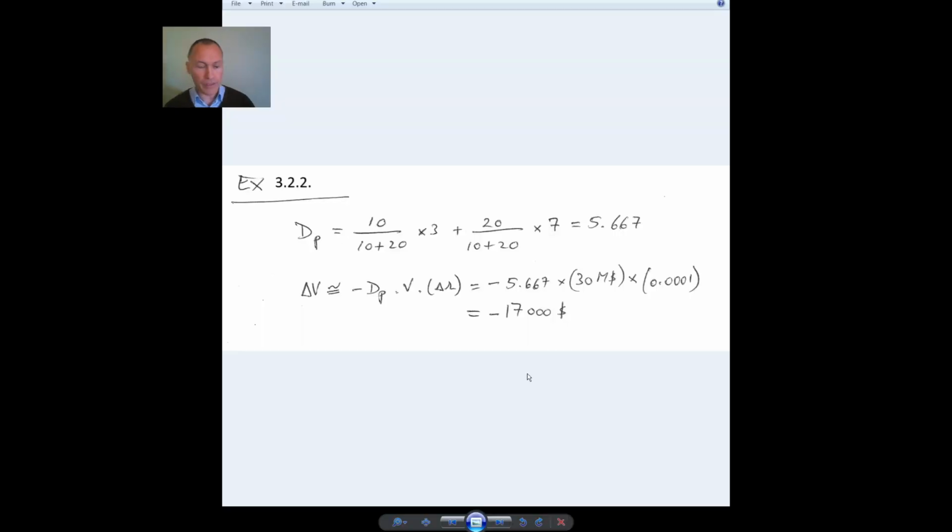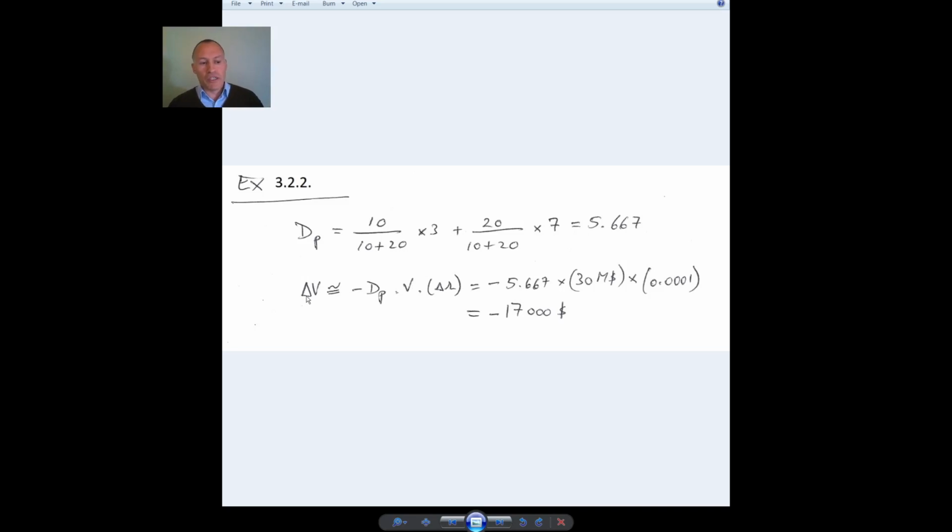Here. The duration of the portfolio is again the weighted average of the individual durations. There were two strips. The first strip had a duration of 3, and it had a value of $10 million. The total portfolio was 10 plus the 20 of the next one: $20 million of market value, and the duration of 7. So the weighted average gives me a portfolio duration of 5.667.